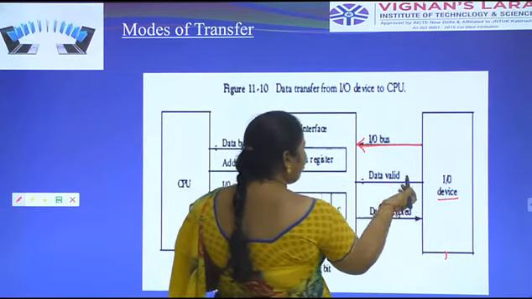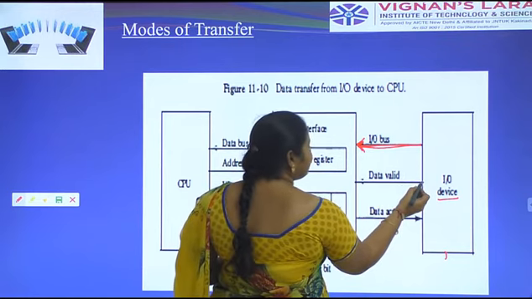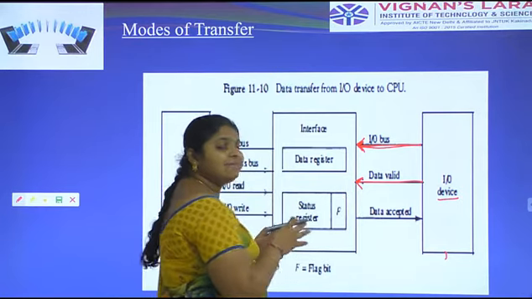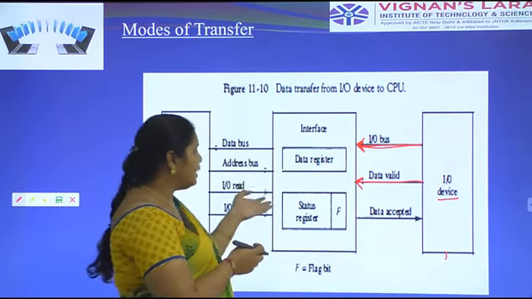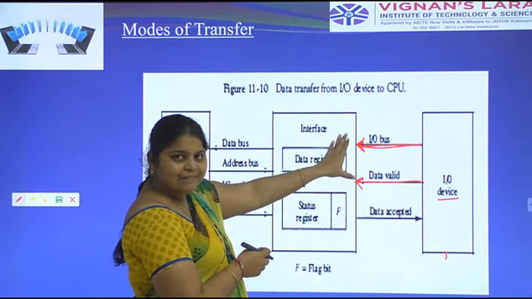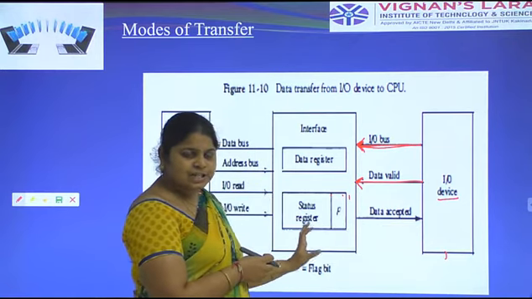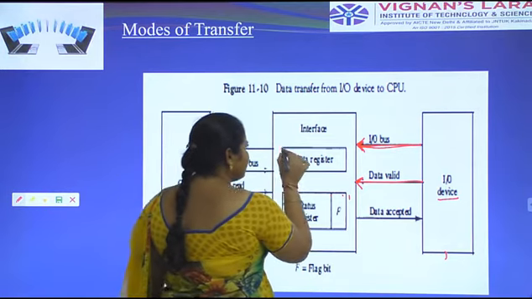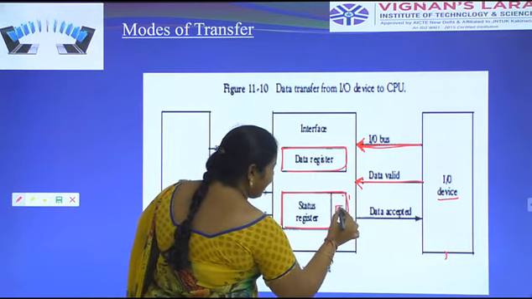Here the IO bus transfers the data from the IO devices. Next, the IO devices transfer the information whether the data available is valid data or not. That is represented with the help of data valid. After transferring the information through the IO bus and checking whether the data is valid or not, the data is accepted, and that information is passed to the interface of the IO devices. Here this is a data register and status register, and here this is a flag.